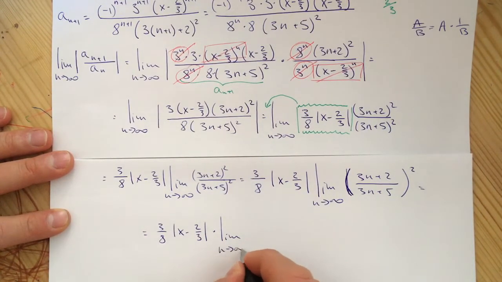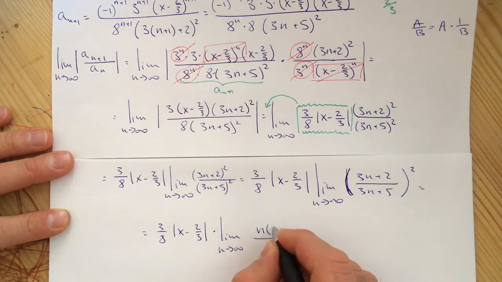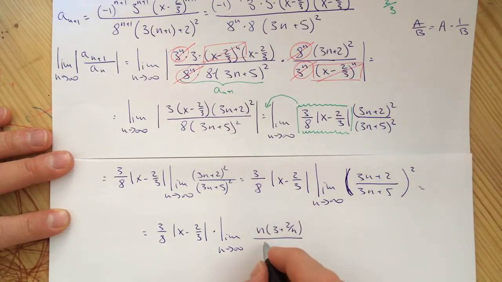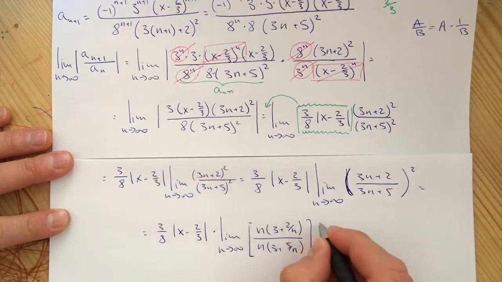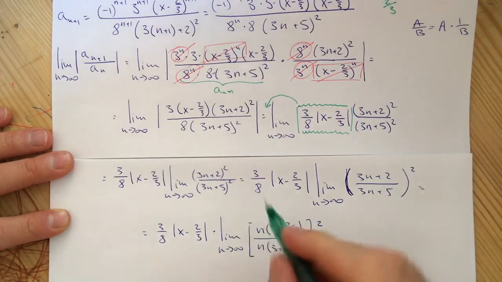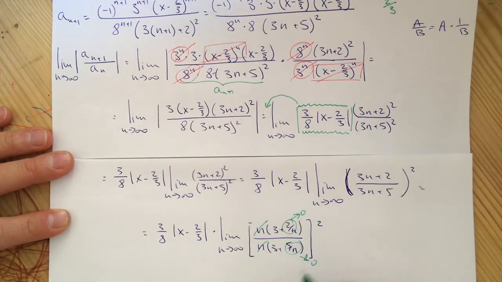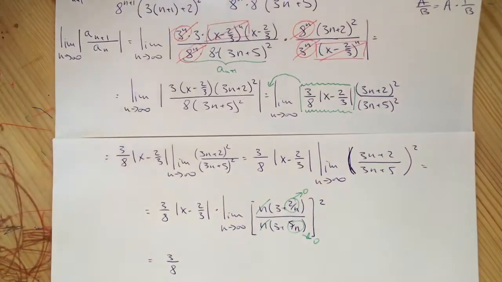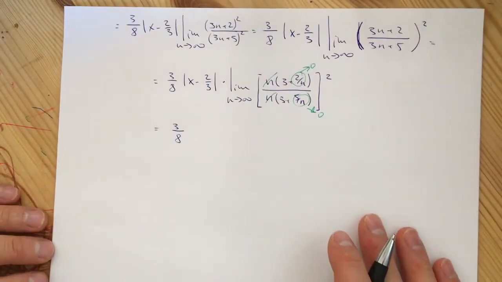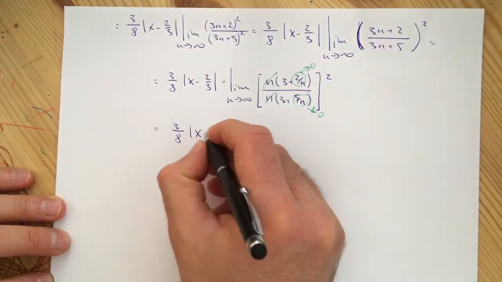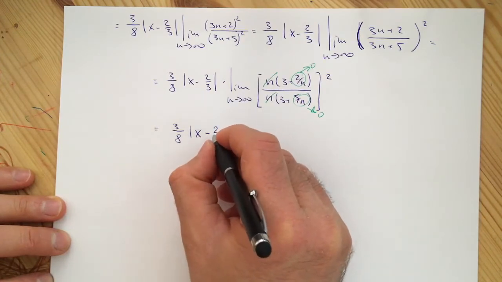Even if there is somebody that is not ready to see this, you can of course factor out the highest exponent, 3 plus 2 over n, over 3 plus 5 over n, and then raise everything to the power of 2. Now, first of all, cancel the common factor. Now send n to infinity, 2 over n goes to 0, 5 over n goes to 0. You have 3 over 3, 3 over 3 is 1, 1 squared is 1. So we are left with just the expression 3 over 8 times the absolute value of (x minus 2) over 3.